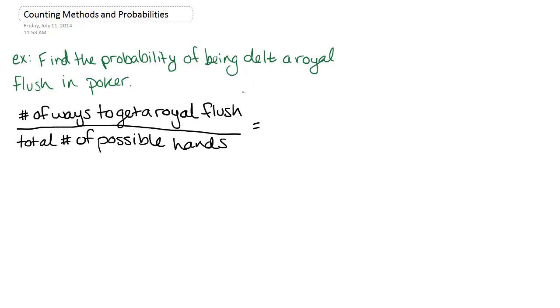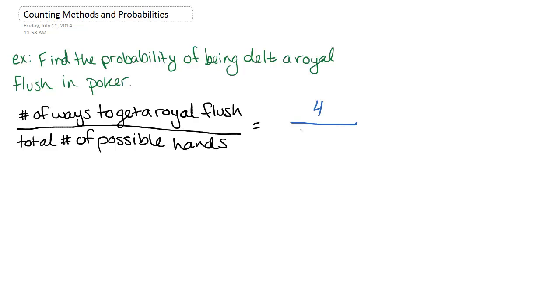But for a royal flush, you're getting all of the high cards of a particular suit altogether. So there's only one possible royal flush for each suit. So in our deck we have 4 different suits, which means there's 4 different royal flush hands. So the only way to get a royal flush is if you get one of those 4 particular hands. So we're looking at 4 possibilities out of the total number of possible hands.